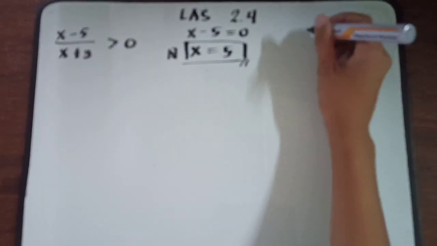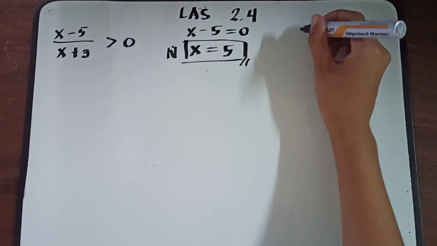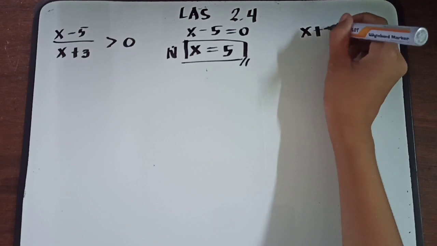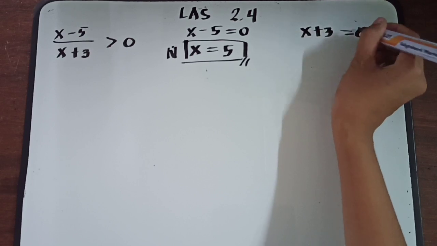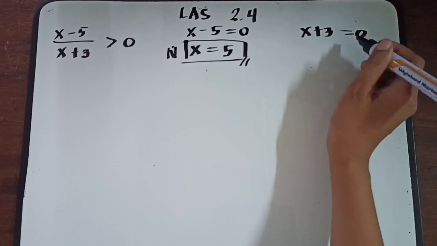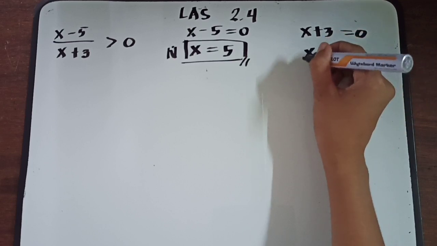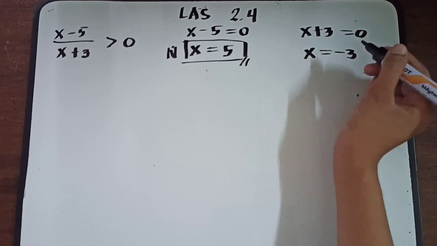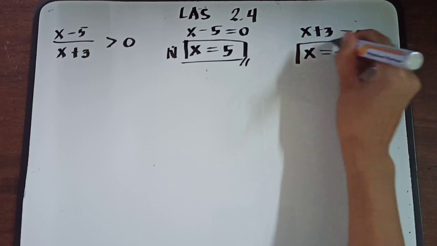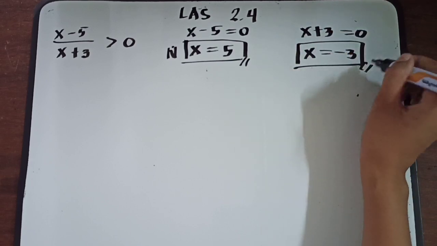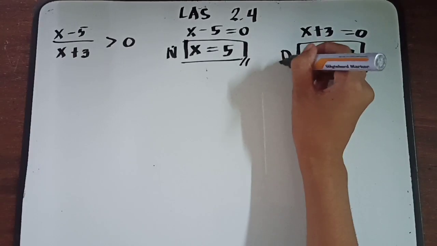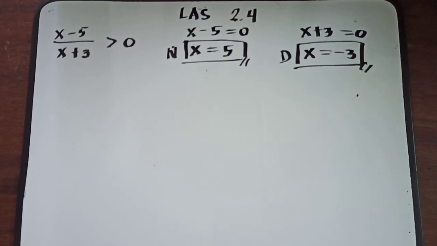Okay, and next is the 0 of the denominator. So copy the denominator, which is x plus 3, and equate to 0, and this positive 3 will become negative. So that is x is equal to negative 3. Therefore, the 0 of our denominator is negative 3.